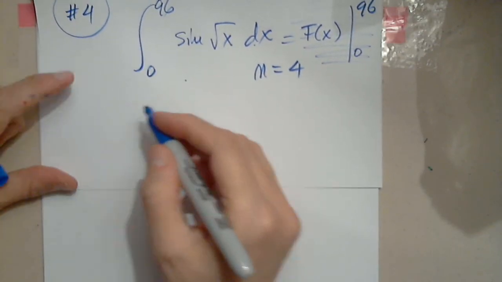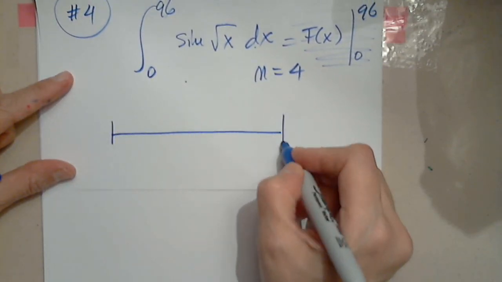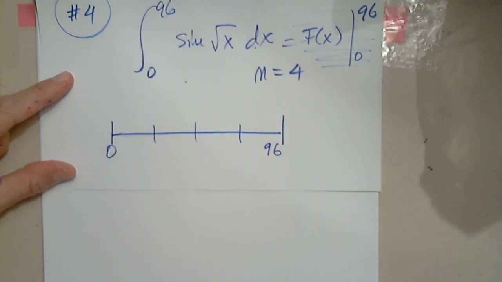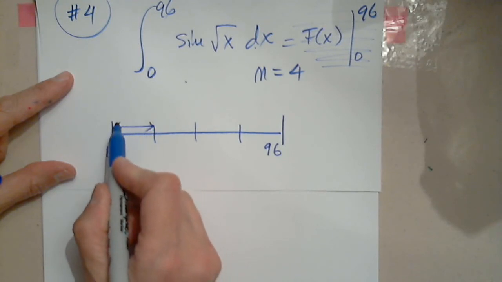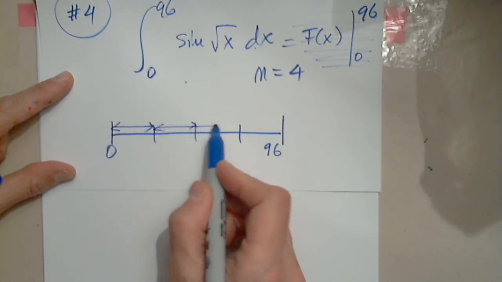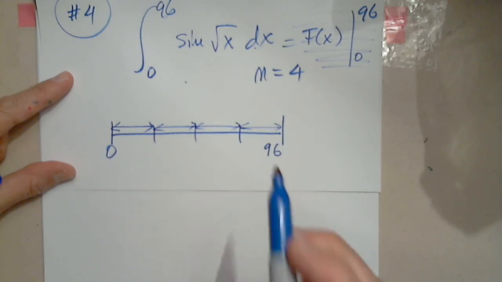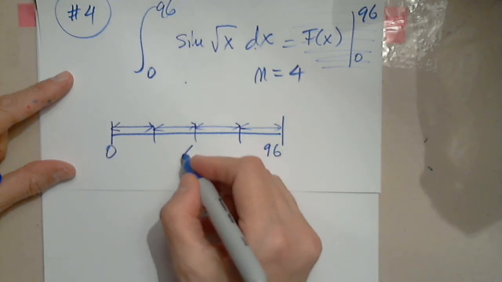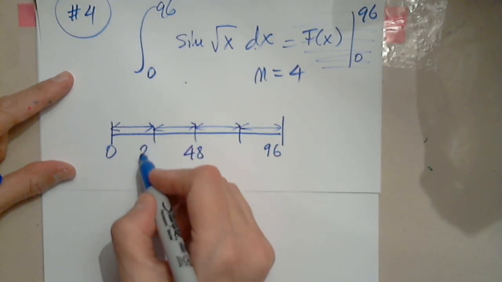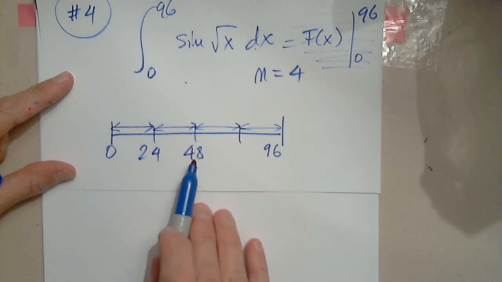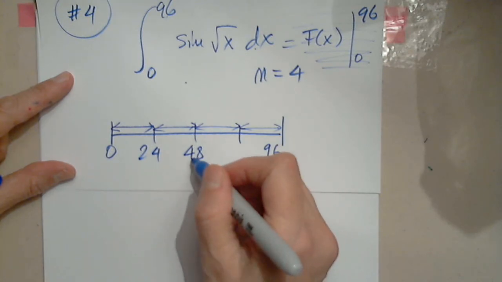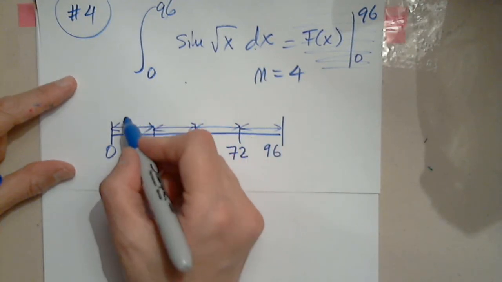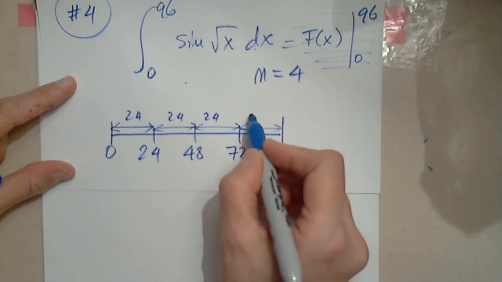Fine. So I want between 0 and 96, and I want 4 subintervals. So then I need to determine delta x for each. When I divide 96 by 2, I get 48. When I divide 48 by 2, I get 24. And when I add 48 to 24, what do I get? 72. Yes. And all these are 24, 24, 24, and 24.